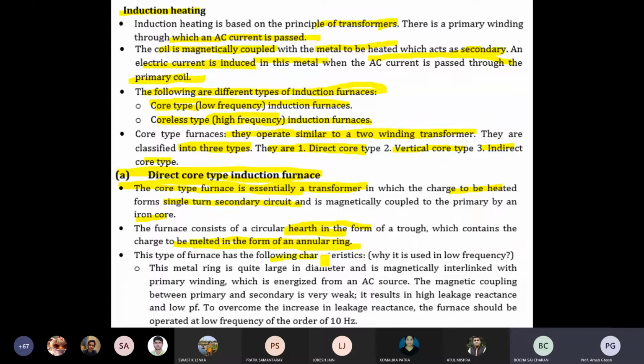This type of furnace has the following characteristics. Why is it used at low frequency? The metal ring is quite large in diameter and is magnetically interlinked with the primary winding, which is energized from an AC source. The magnetic coupling between the primary and secondary is very weak. It results in high leakage reactance and low power factor. To overcome the increase in leakage reactance, the furnace should be operated at a low frequency of the order of 10 Hz. That is the basic condition.